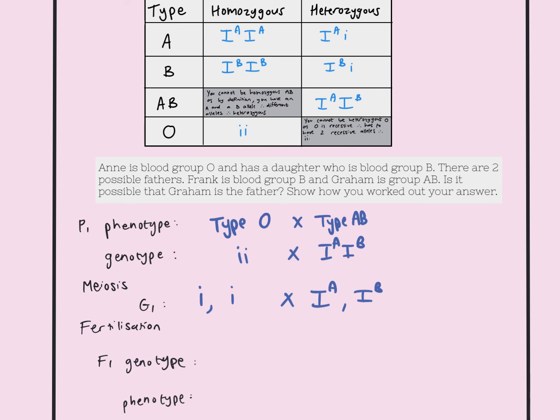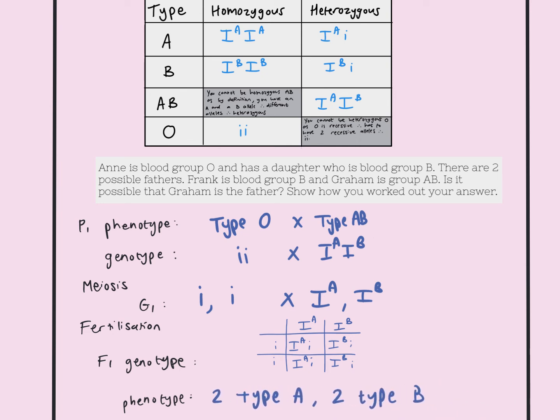Then when you show fertilization in your Punnett square, you put your Punnett square over here, and you put Graham's gametes at the top and Anne's gametes on the side, and you do your cross to show the possible genotypes of the offspring. So the genotypes of the offspring are going to be IA with a small i or IB with a small i. Those are the two options. So the phenotypes of the offspring are either going to be type A or type B. So therefore, are we proving that it is possible that Graham is the father? Absolutely, because the daughter is type B. So that daughter could be one of those two children.